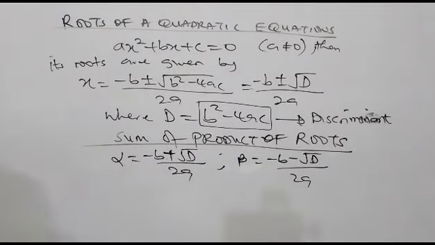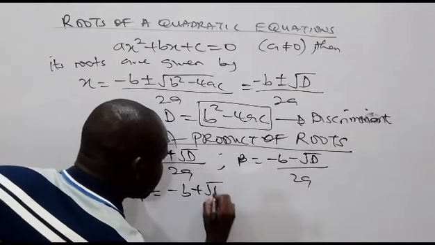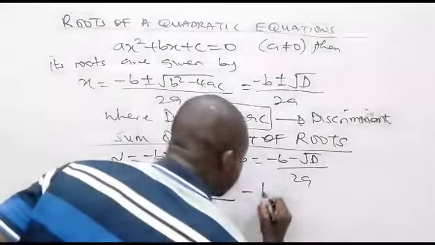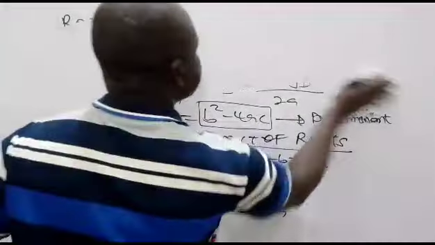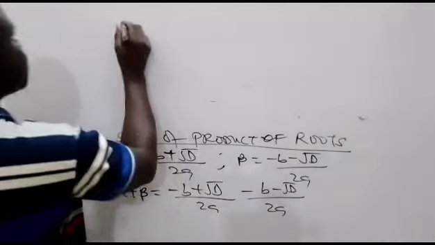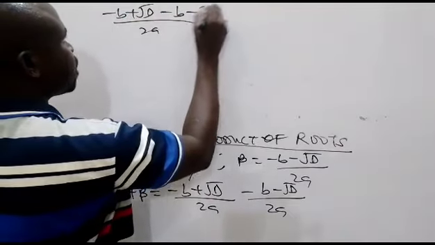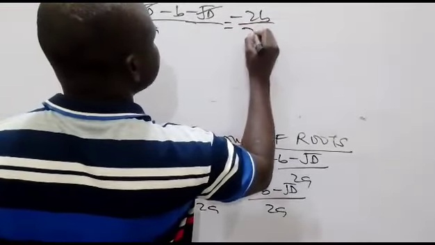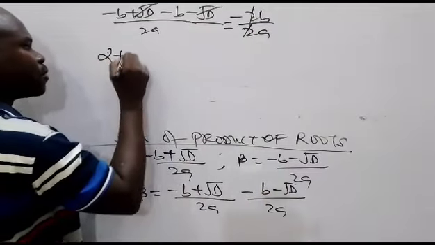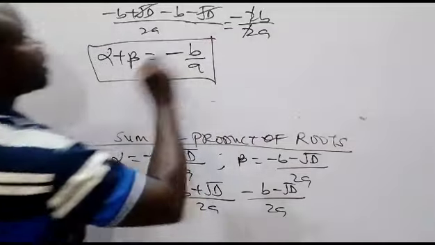Then how do we find the sum of these roots? The sum by formula, alpha plus beta, will be minus b plus square root of d all over 2a plus minus b minus square root of d all over 2a. If we find the LCM, the LCM will be 2a. Then we are going to have minus b plus square root of d minus b minus square root of d. At the end of the day, the square roots cancel. Then we have minus 2b all over 2a. 2 will cancel 2. So the sum of the roots by formula is given as minus b all over a. This is the formula to find the sum of roots.